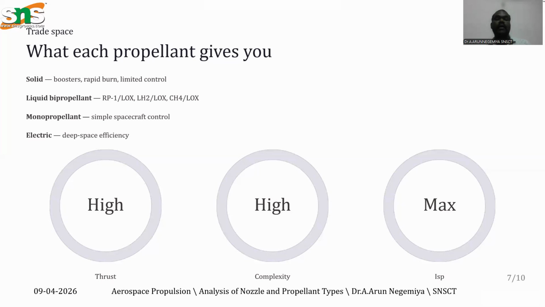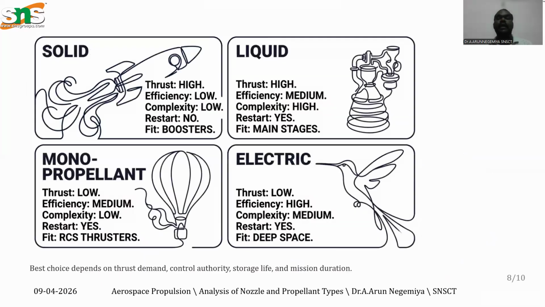By comparison, the high thrust is produced by the liquid propellant, and complexity is given by the solid propellant, and the maximum ISP is produced by the electric propellant. This is the comparison of solid, liquid, monopropellant, and electric propellant.